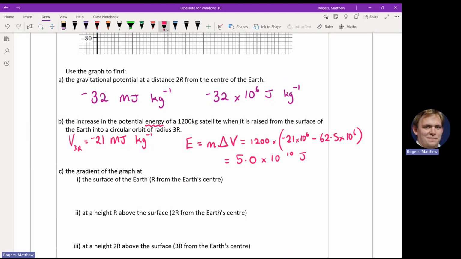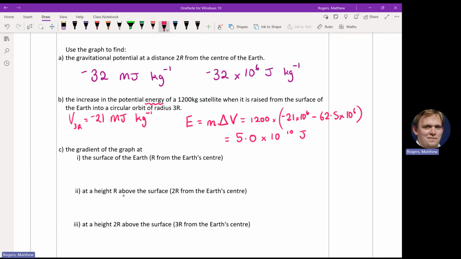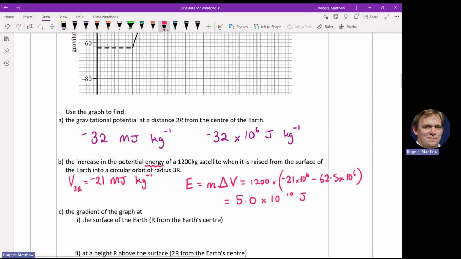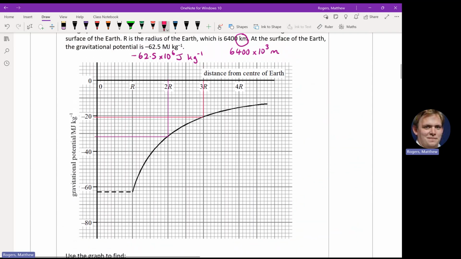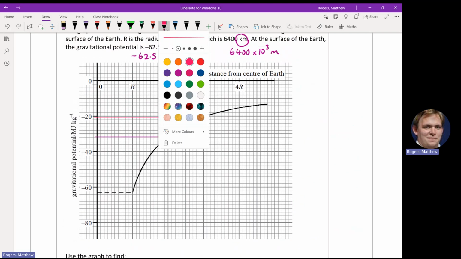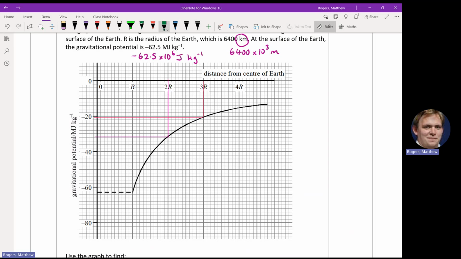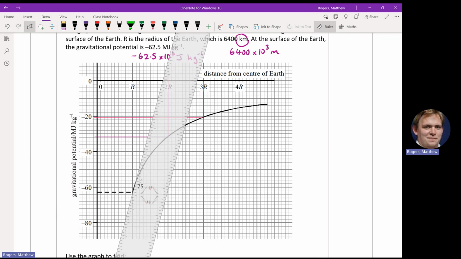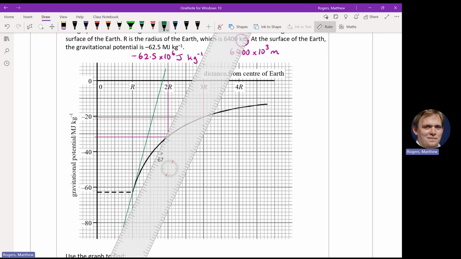Find the gradient of the graph at the surface, at the height r above the surface, and the height 2r above the surface. So we're going to try and take readings for 3 different gradients on our graph. Again, we'll try to use a different color each time. So let's do the first one in this green. The first one's the hardest because we have to draw a tangent at the point where the line stops. So we're trying to draw something that's about right. It's hard to do, but that's our first gradient that we've got there.